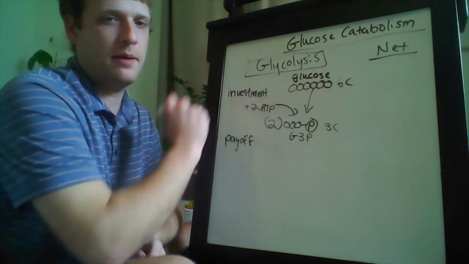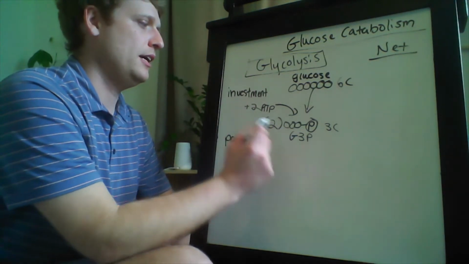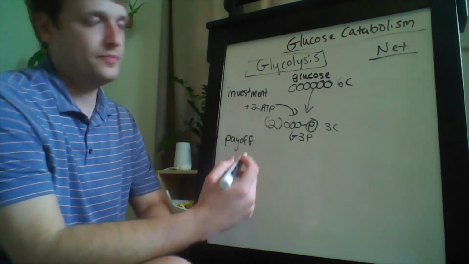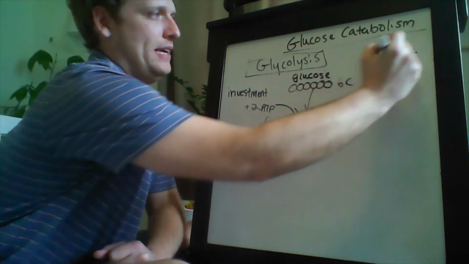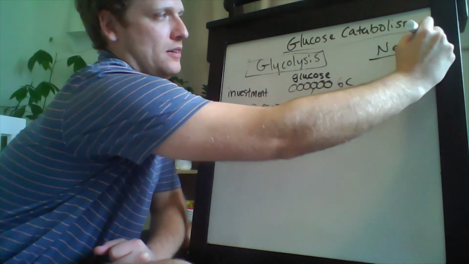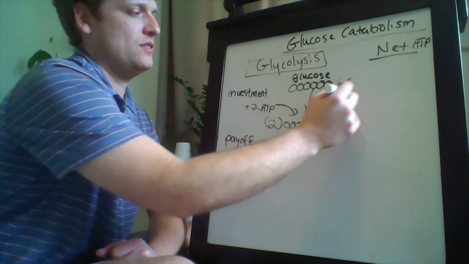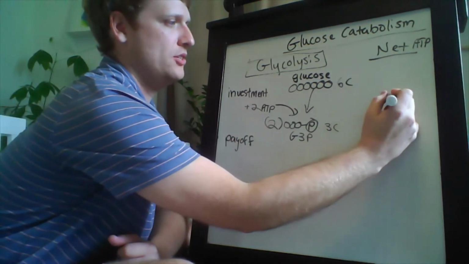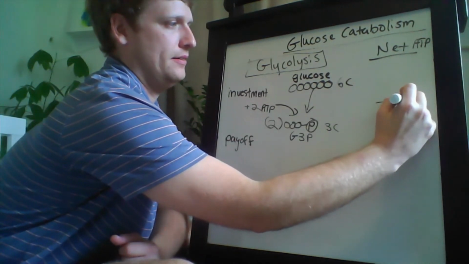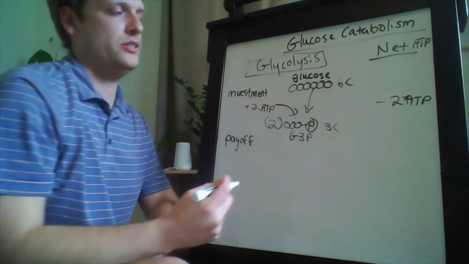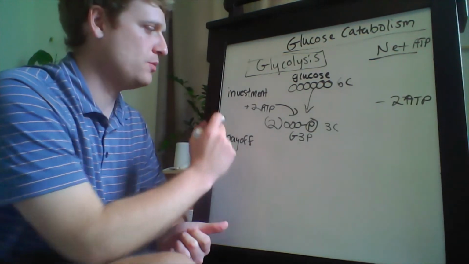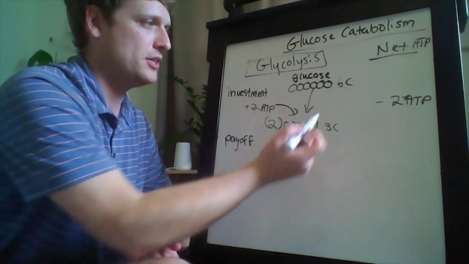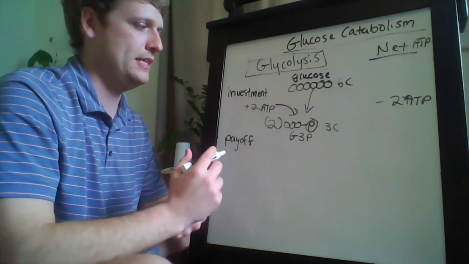So again, the first step is glycolysis, and you have to invest 2 ATPs. So the net ATP, at least as far as this step, you've used 2. So you've lost 2 ATP here. So net, you're down 2 ATP. That's what investment means, you have to spend some money to make some money. So you have to spend some ATP here to make ATP.